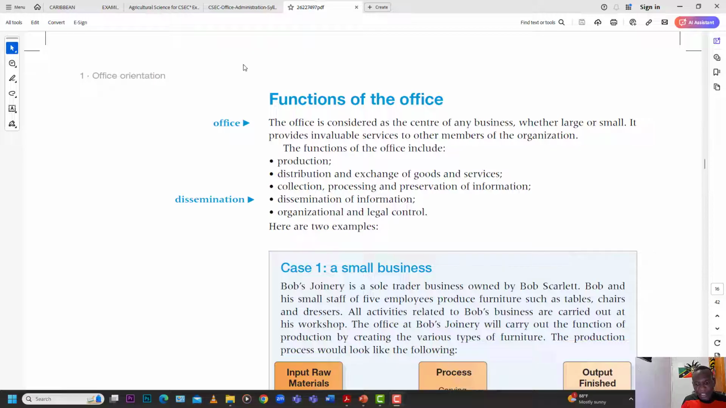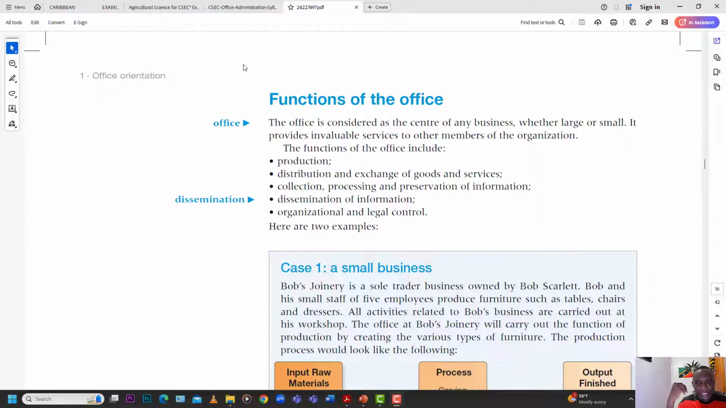Distribution and exchange of goods and services. Naturally, you go to the office of any company, any business to get this thing sorted out. So if you want to exchange goods or services, you go to the office. That's where the connections are made, and that's where the plans are made and implemented to get the distribution for certain goods and services.